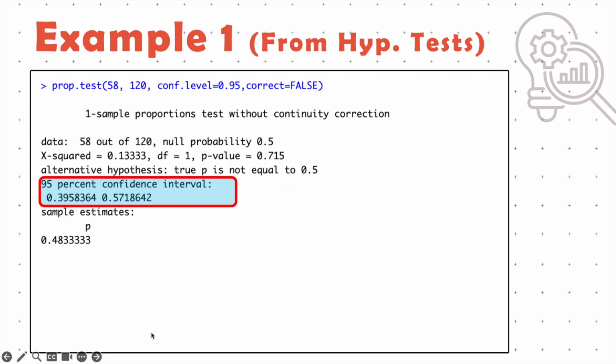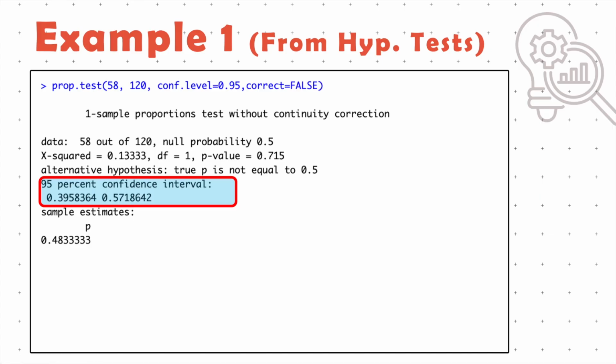When we do this in R, it will produce similar output as to what we saw before, but now we're focused on the 95% confidence interval section. It gives us an interval that goes from a lower bound of 0.395 or 0.396 all the way to an upper bound of 0.572 if we round off.